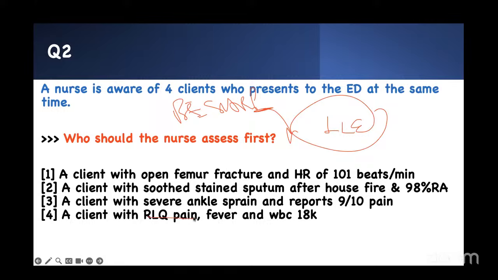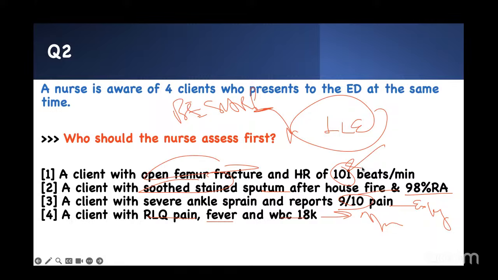You have right lower quadrant pain, fever, and white count. What is this? Appendicitis. You have a severe ankle sprain. Reports what? 9 out of 10. Unexpected finding. Your leg is going to hurt if you sprain your ankle, right? Sooty stained sputum after a house fire, saturation is 98%. What do you think? Open femur fracture and a heart rate of 101. If you break your femur, you're going to have tachycardia because it's going to hurt. 101 is expected, right?